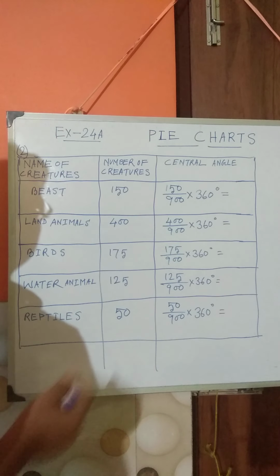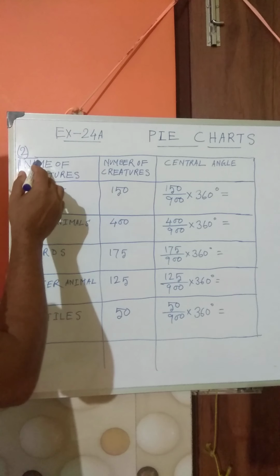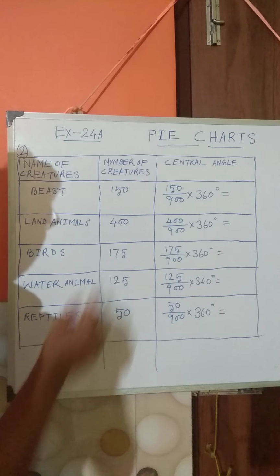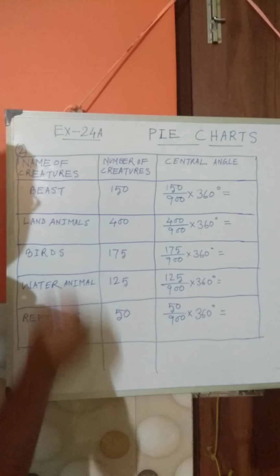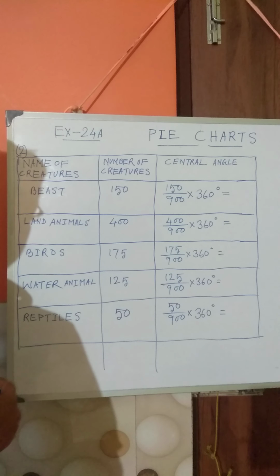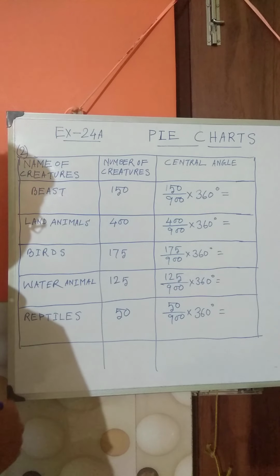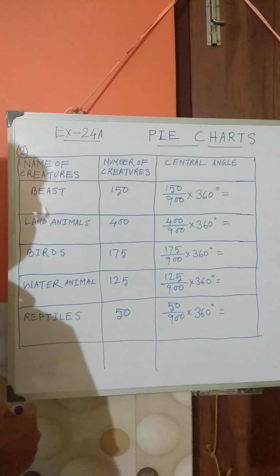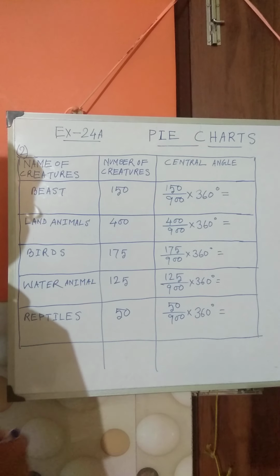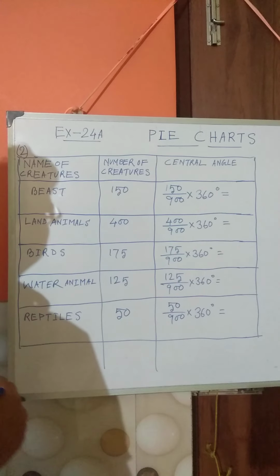One table is given there. These two columns are given. This is not given in your book. First column, name of the creatures. Second column, number of creatures. Beast 150, land animals 400, birds 175, water animal 125, and reptiles 50. These are the number of animals and these are the names of animals. Now prepare a pie chart on the basis of this given information.